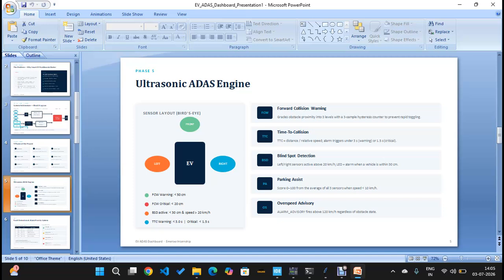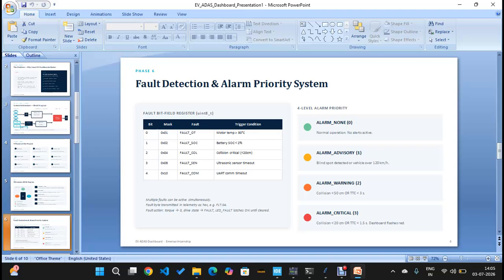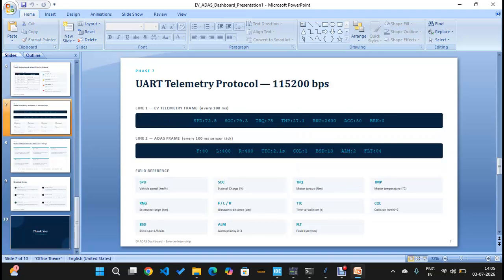And then blind spot detection is active. It will be active when the distance is less than 30 centimeters or speed is greater than 20 kilometers per hour. Then time to collision. The time to collision warning is if the time to collision is less than 3 seconds, we get the warning. But if it's less than 1.5 seconds, we will get the critical warning. So this is the whole thing, all this. And then move to next, fault.